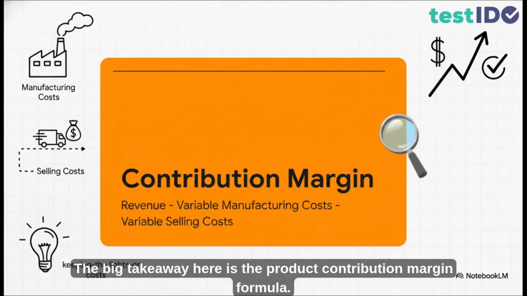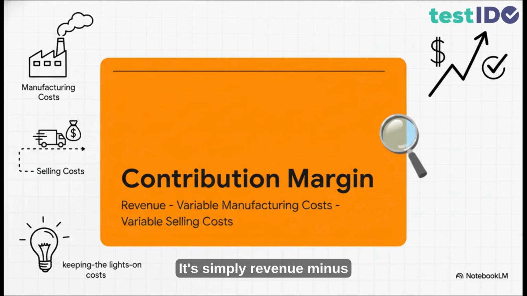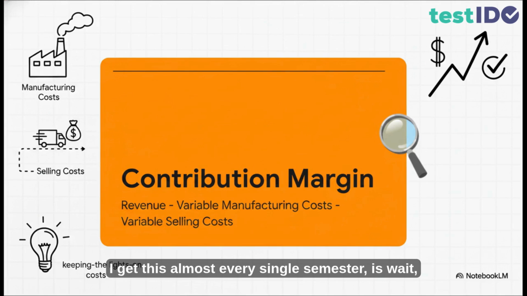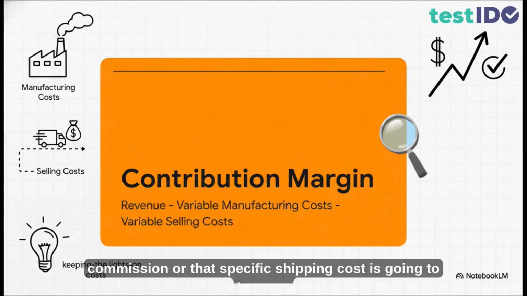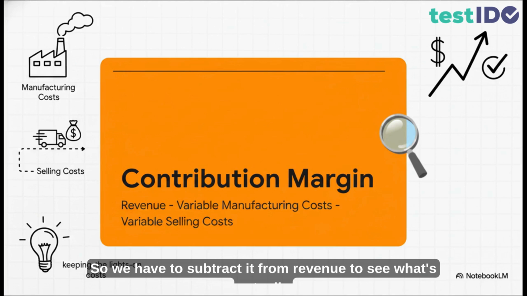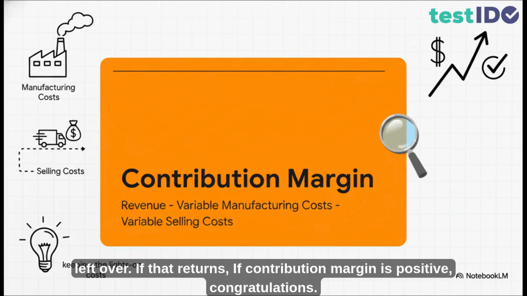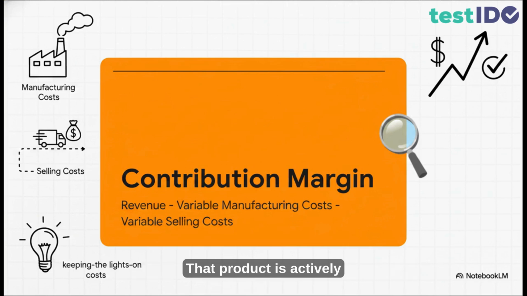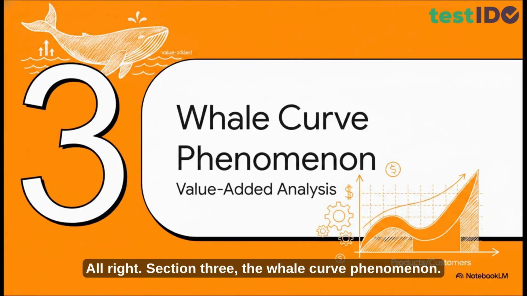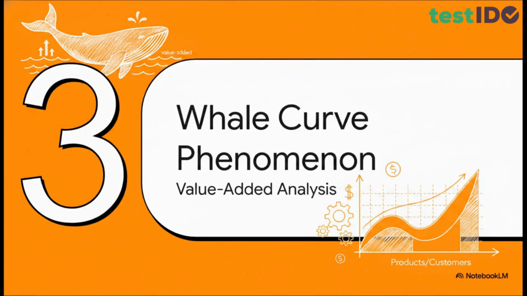The big takeaway here is the product contribution margin formula. It's simply revenue minus variable manufacturing costs minus variable selling costs. Now, a really common question I get, actually, I get this almost every single semester, is: wait, why do we include variable selling costs? Well, if you sell one more unit, that specific sales commission or that specific shipping cost is going to happen. It's totally unavoidable, so we have to subtract it from revenue to see what's actually left over. If that resulting contribution margin is positive, congratulations, that product is actively helping your company cover its fixed keeping-the-lights-on costs. All right, Section 3, the whale curve phenomenon.